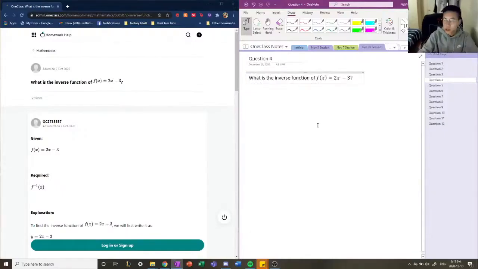Alright, so what is the inverse function of f of x, which equals 2x minus 3? I covered really quickly over the last few lessons what an inverse function does, so I'll just cover that again.